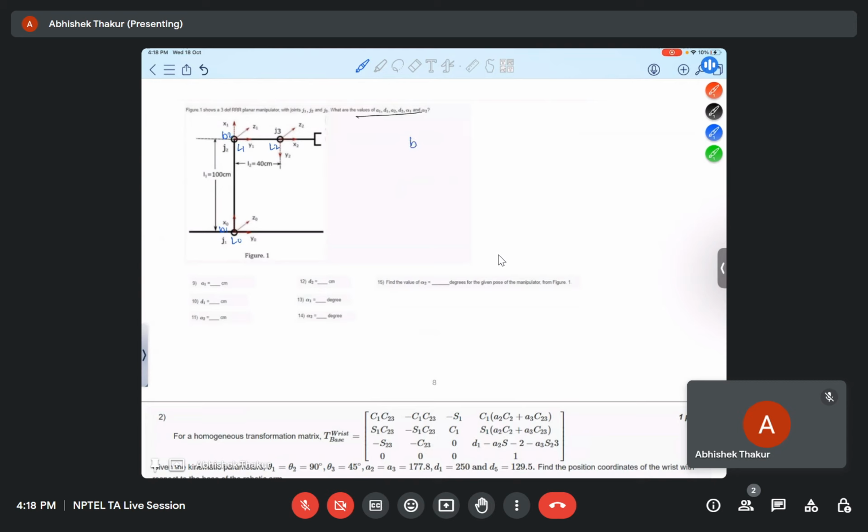Actually, BK is the intersection of XK and ZK minus 1. So here you see, B1 will be the intersection of x1 and z0. So x1 and z0 will intersect here. That is B1, and B2 will be the intersection of x2 and z1. That is B2. So like this.